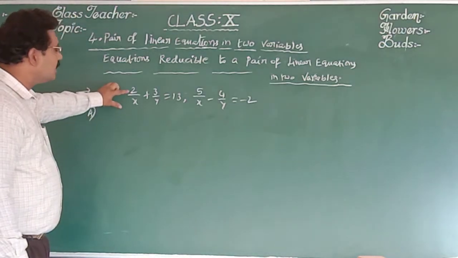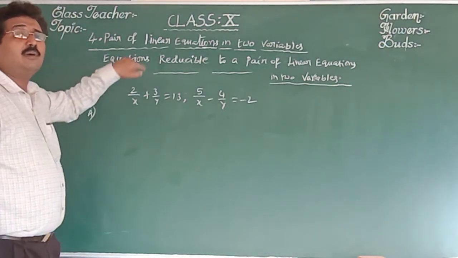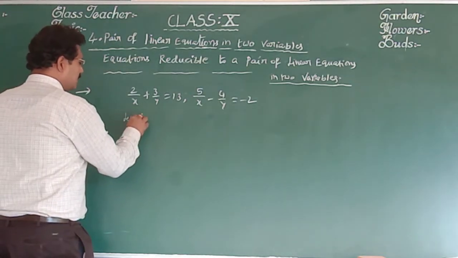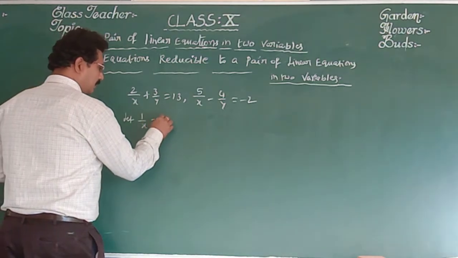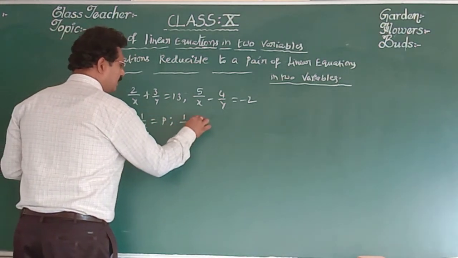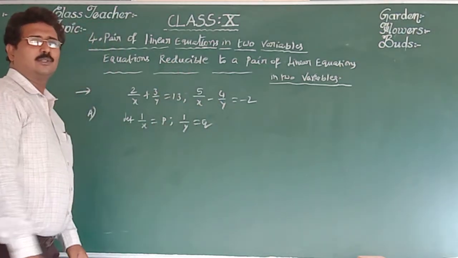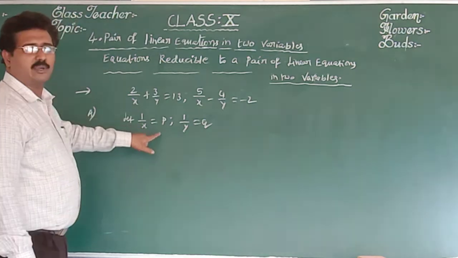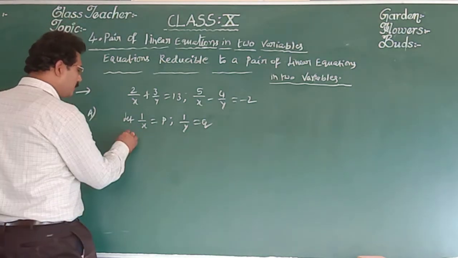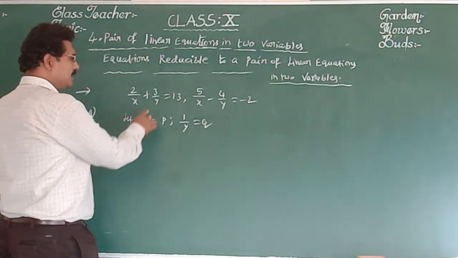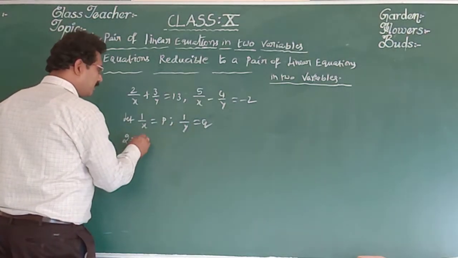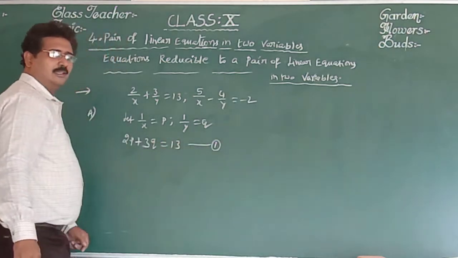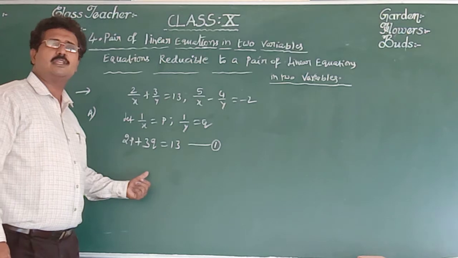2 by x can be written as 2 into 1 by x. Let 1 by x be some p, and 1 by y be some q. This is a way to do the problem. Now 2 by x means 2 into 1 by x, which is 2p, plus 3 into 1 by y, that is 3q, is equal to 13. Call it equation number 1. This is a linear equation in p and q.